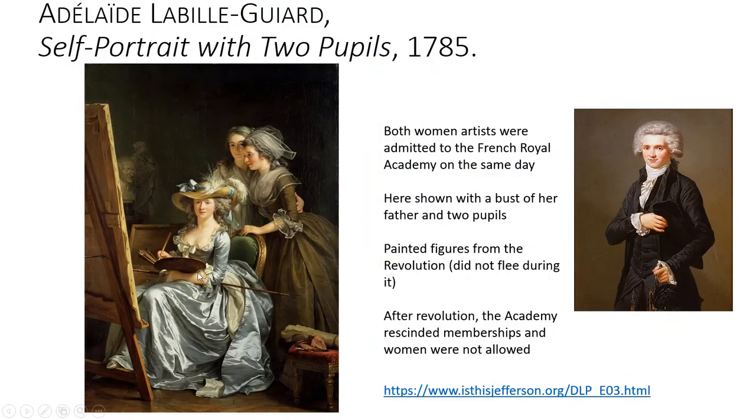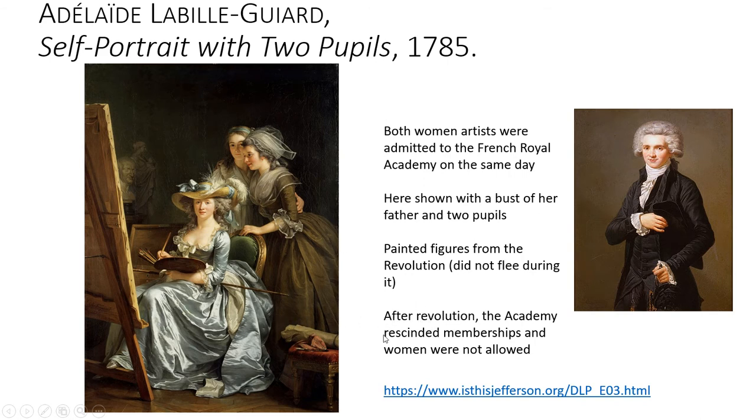And this is Self-Portrait with Two Pupils. This is Labille-Guiard. She is also at her easel, but she's known for getting female students. Remember, it's hard to become a female artist unless you have a mentor, somebody to work with and teach you. So she would recruit females and try to get them into the academy. So we might think of her as a feminist artist as well. This is a sculpture of her father in the background, a portrait bust.